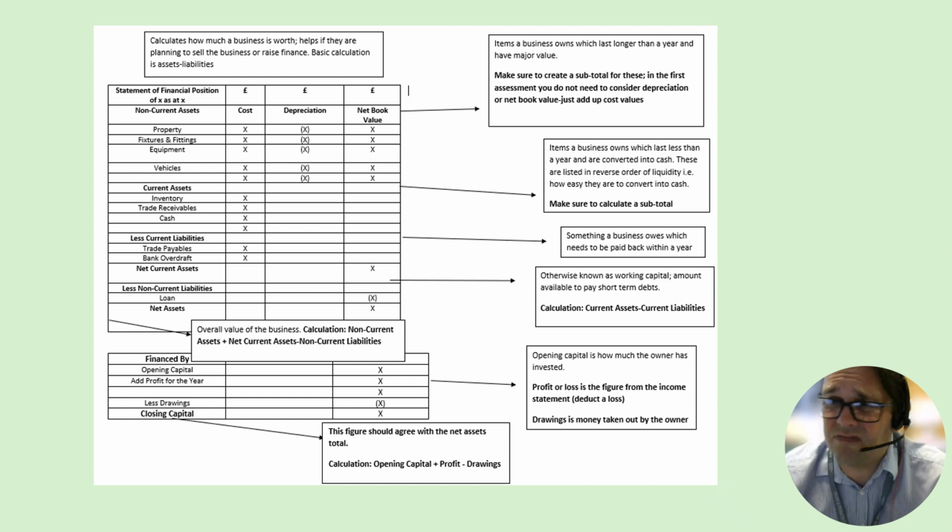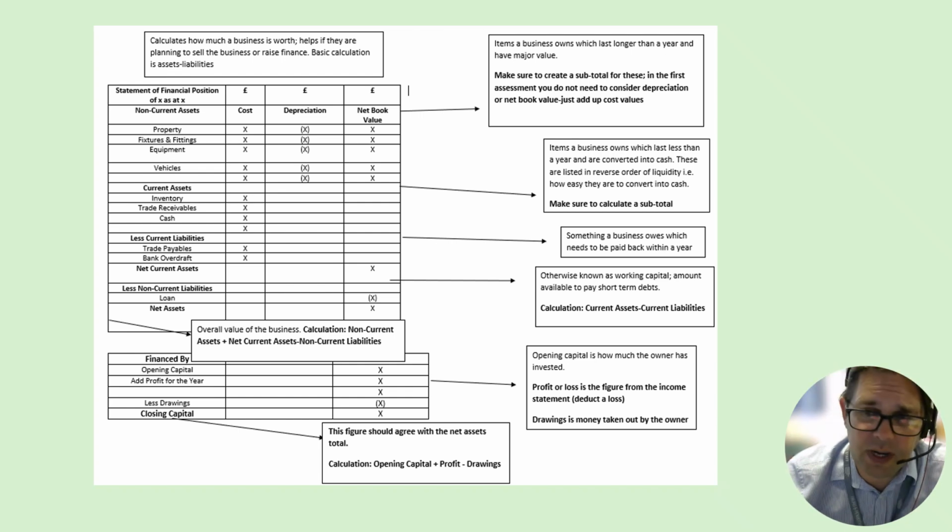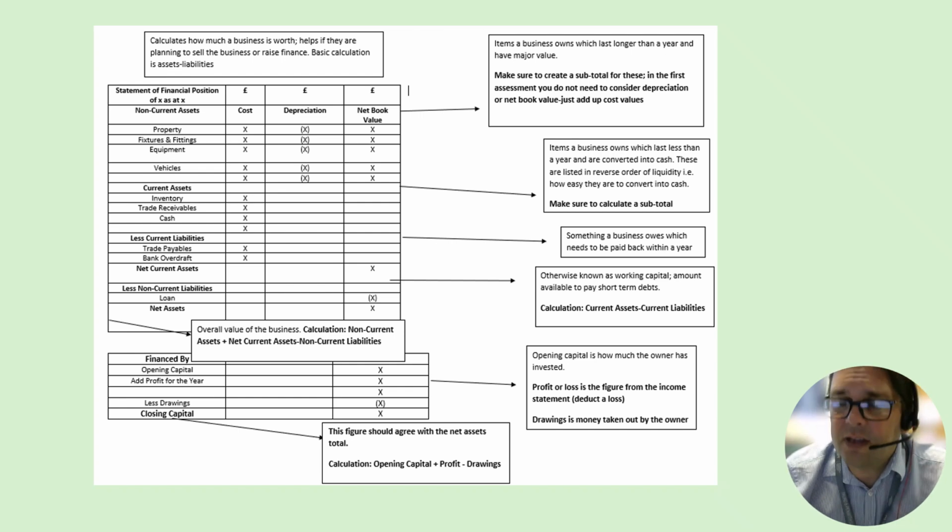Now, you could do that as well. You could just add up all the assets, so add up the non-current and the current, and take away the current and the non-current. You don't have to do it the exact way that I put it there, but either way, assets take away liabilities equals our net asset valuation, which is how much the business is worth.